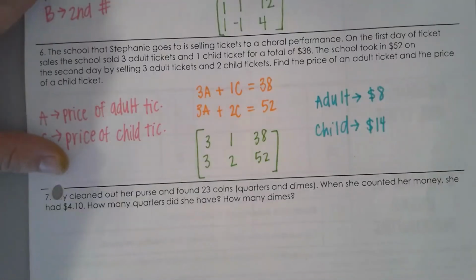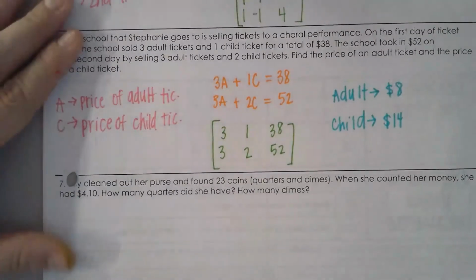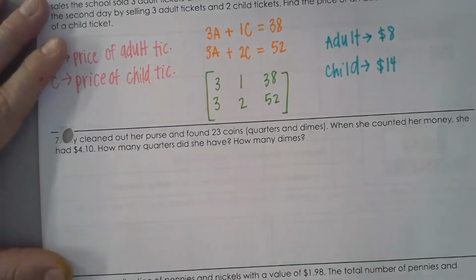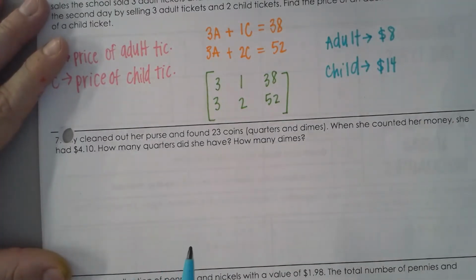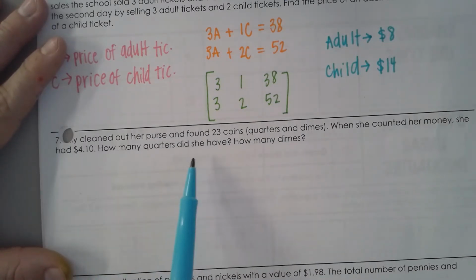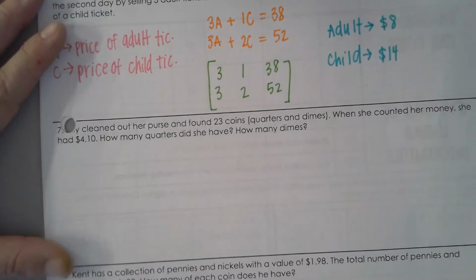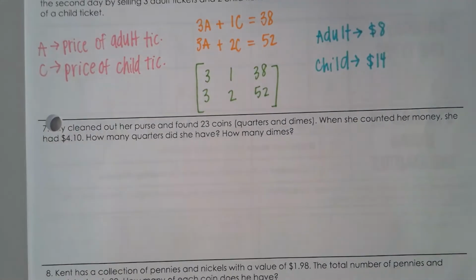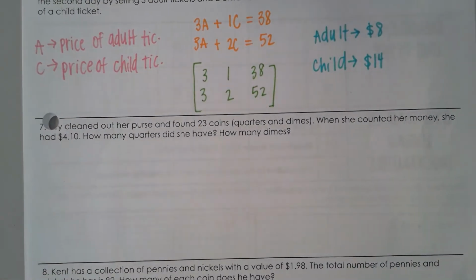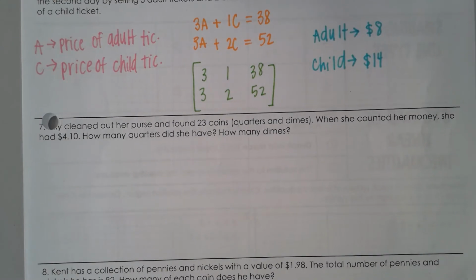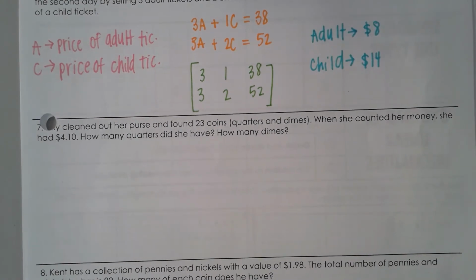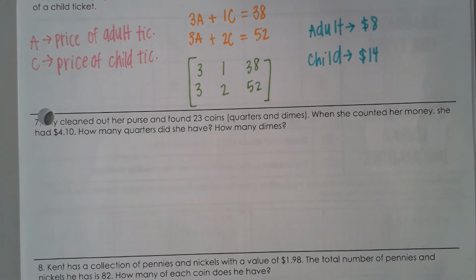Number 7. Y cleaned out her purse and found 23 quarters and dimes. When she counted her money, she had $4.10. How many quarters does she have and how many dimes? Also, I know she has a name, but the hole punch only gives out the Y, so we're going to call her Y for this. I think it's supposed to be Amy. Whatever her name is, only her Y is viewable. So from this point, we're calling her Y.